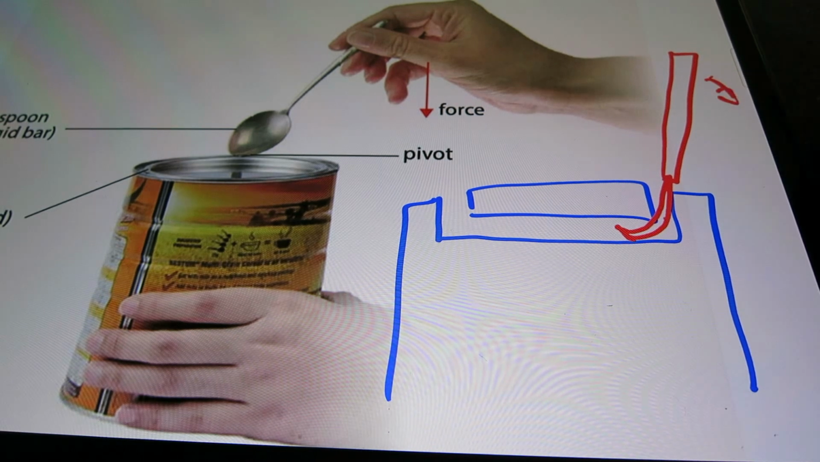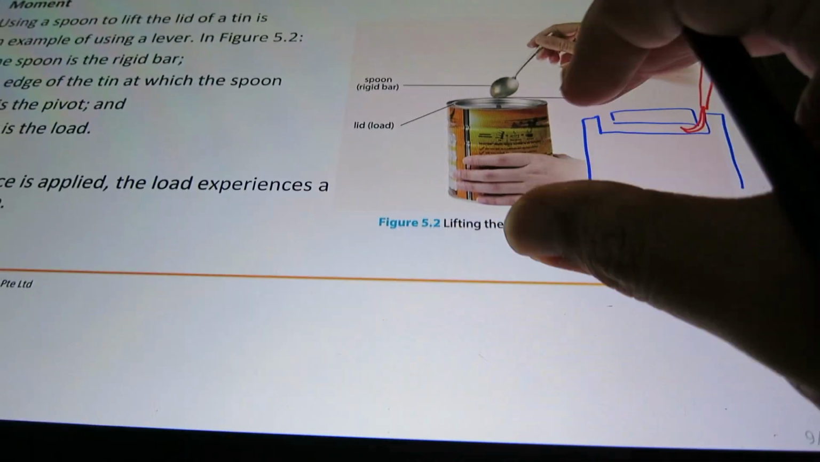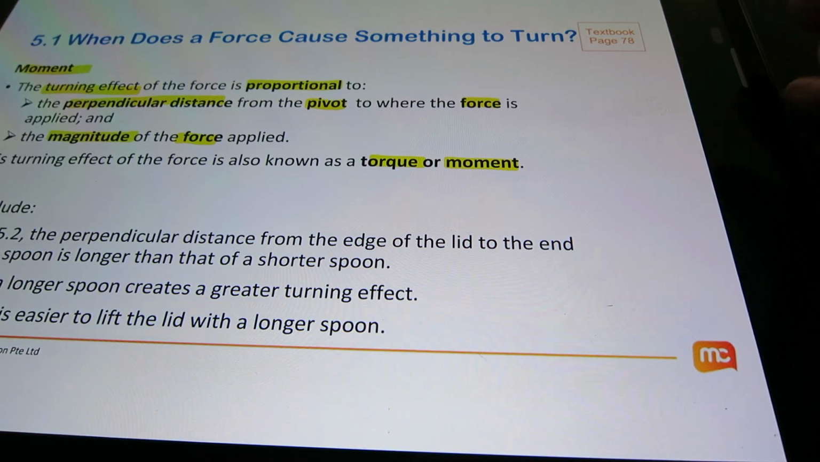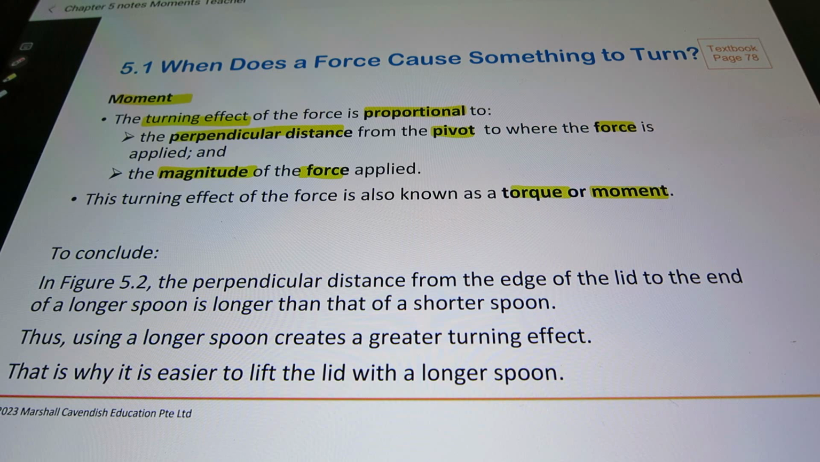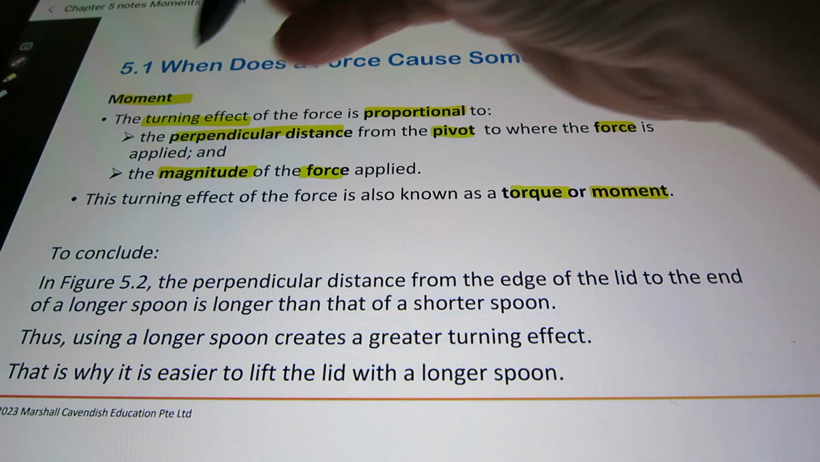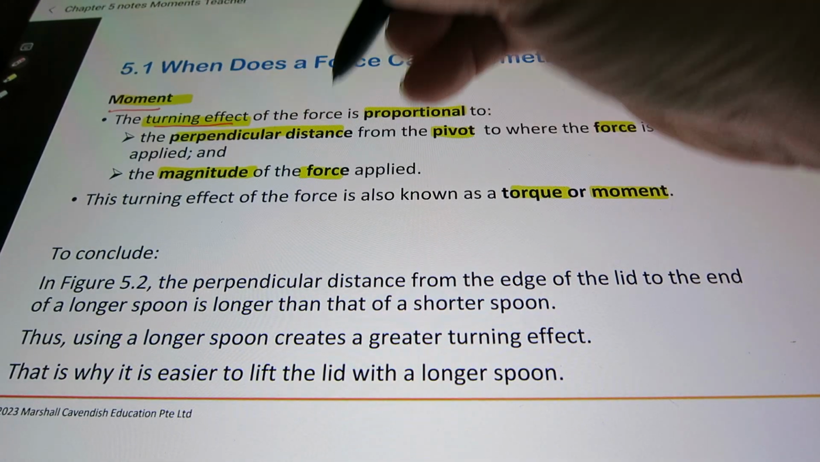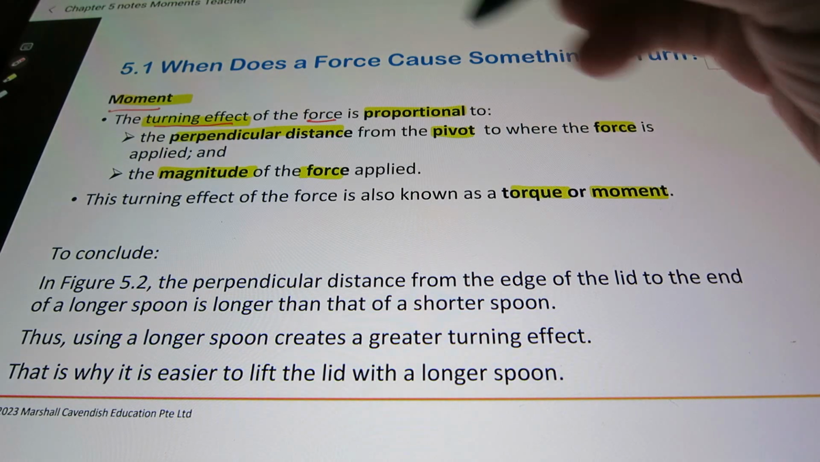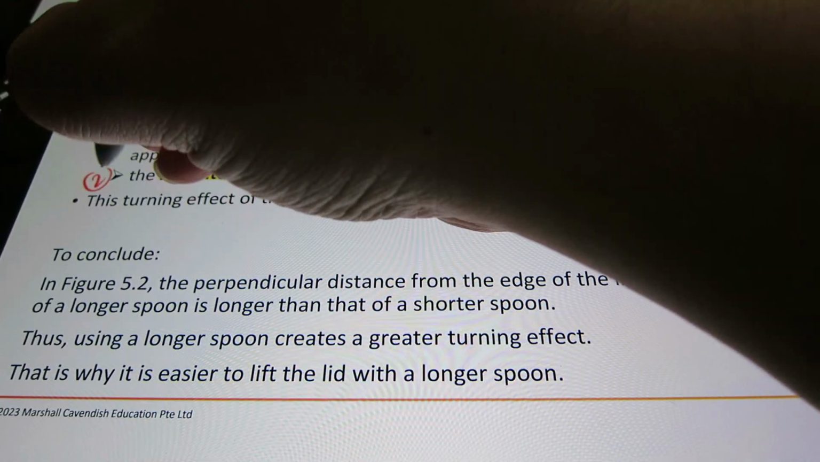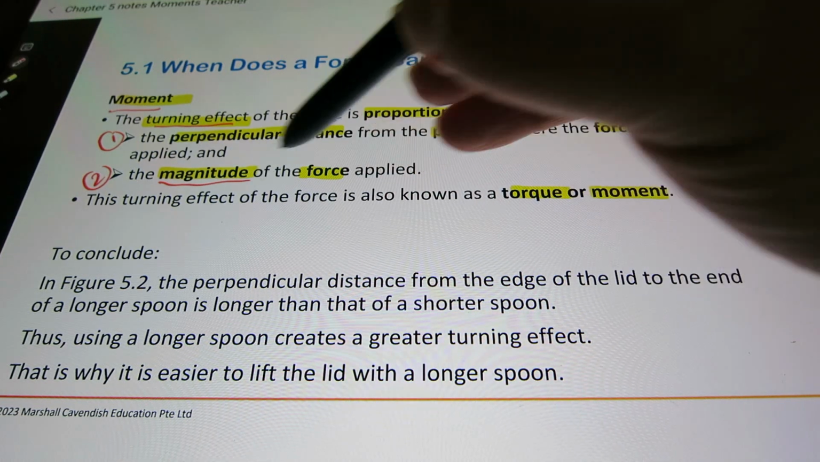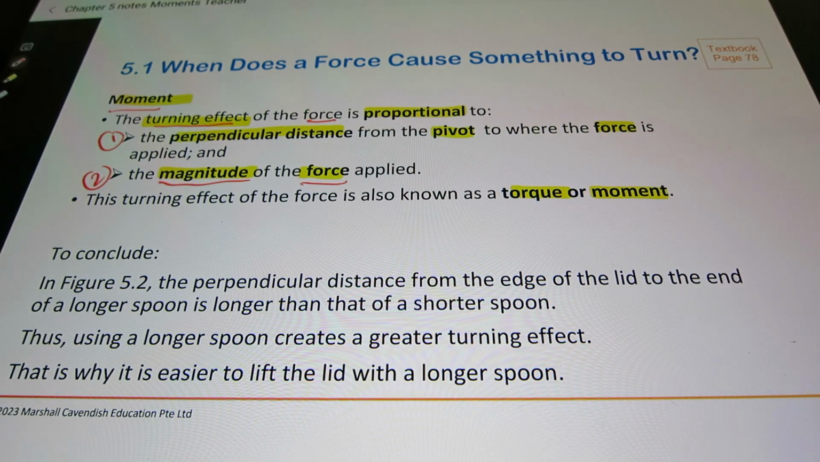So this works on the principle of the turning effect of forces, otherwise also known as moments. Let's discuss what exactly moments are. Moment, or turning effect of the force, is proportional to two things. One is the magnitude of the force: how much force I'm applying, the greater the turning effect. The second thing is the place where we exert the force matters.